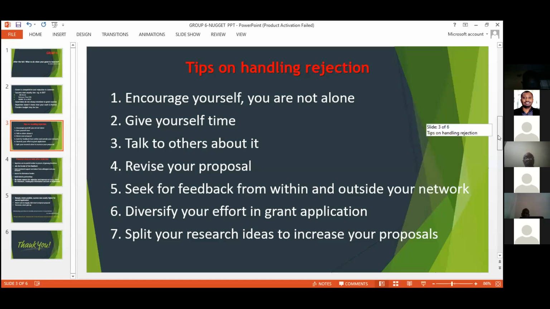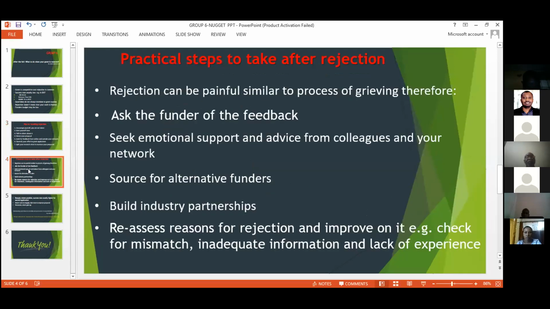That takes us to splitting your research ideas to increase your proposals. Then there are practical steps to take after rejection. We know quite well that it's painful. Everybody loves success. Everybody loves good news and so on. But when it happens, like I said, it's not the end of it all. It's not like somebody will now say, like the friend of Dr. Bright, that these people don't like my face. It's just that we have to really get things done.